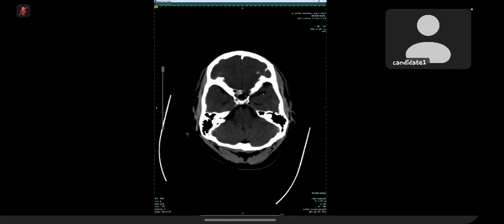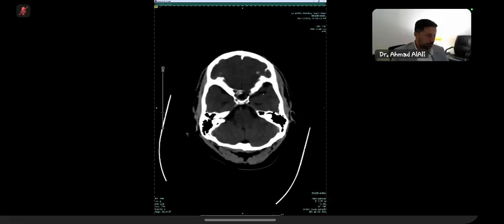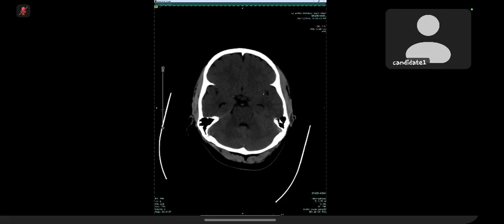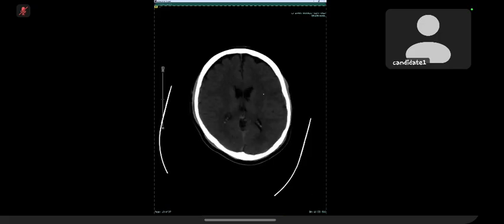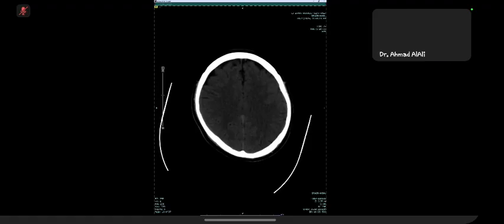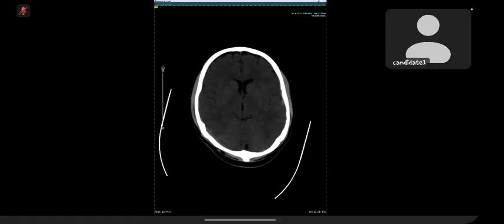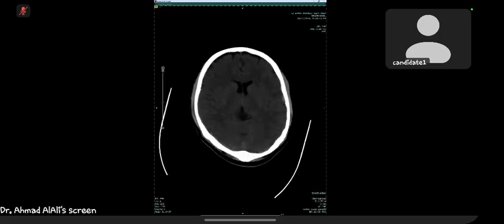Then the left transverse sinus looks slightly hyperdense to me. There is no evidence of any tonsillar herniation, no evidence of any hemorrhage, no evidence of any hydrocephalus in the present scan. There are some hypodensities also seen in the left frontoparietal region. However, there is no evidence of any significant midline shift, no evidence of any hyperdense vessel sign.